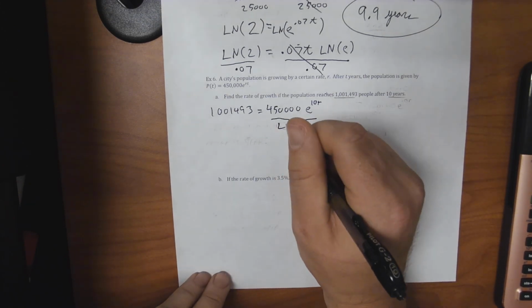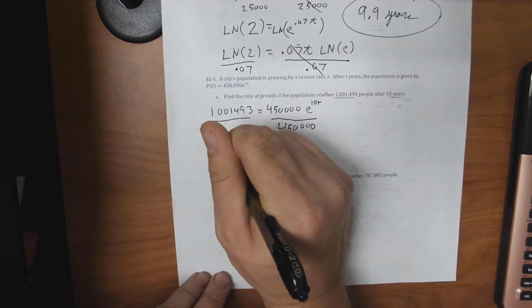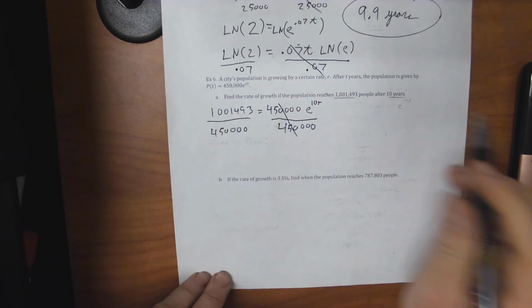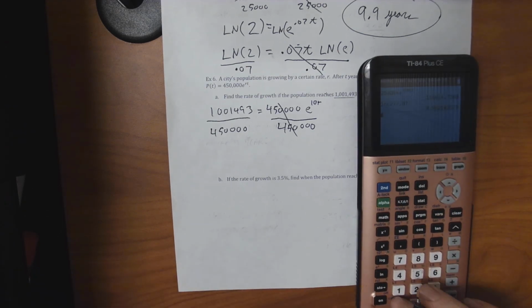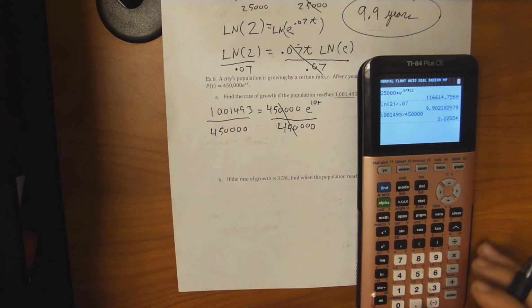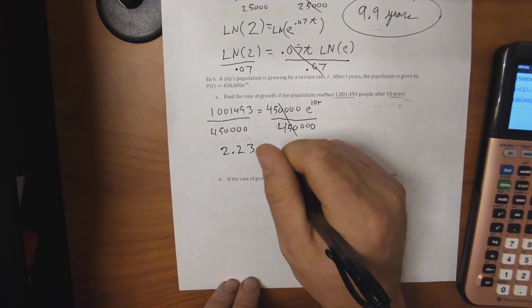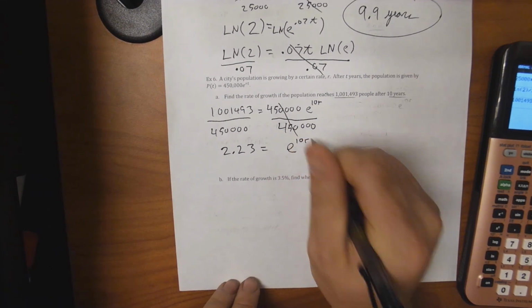Let me go ahead and use that calculator here. So, 1,493,000 divided by 450,000. Now we'll go round that to 2 decimal places. That's roughly 2.23 equals e to the 10r.